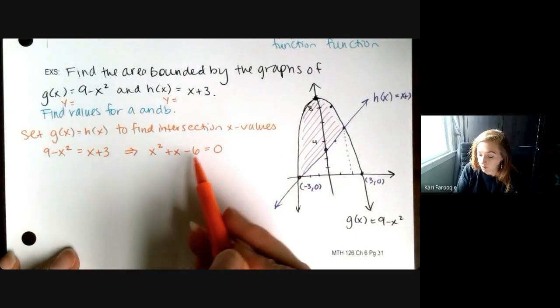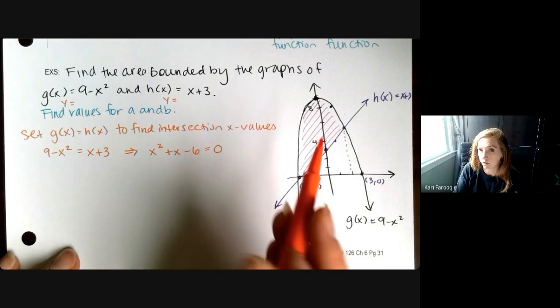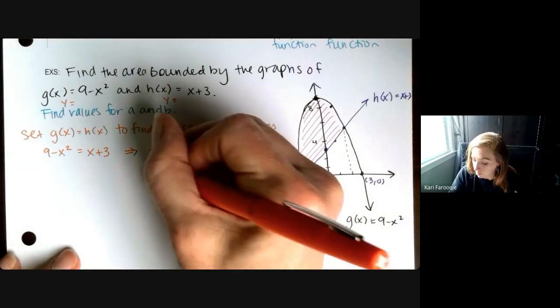The two numbers that multiply to give you -6 and add to give you +1 are going to be -2 and +3.